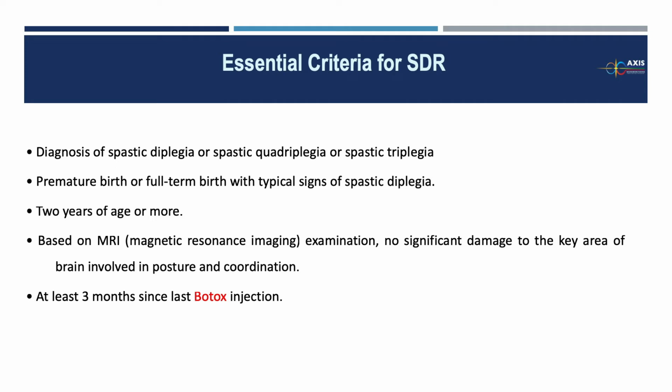Typically, spastic diplegia or triplegia patients, and patients with a history of premature birth, 2 years of age or more. The patient should be 2 years or more to undergo this procedure. And based on the MRI, there should be no damage to the significant motor area in the brain, and at least 3 months since Botox.